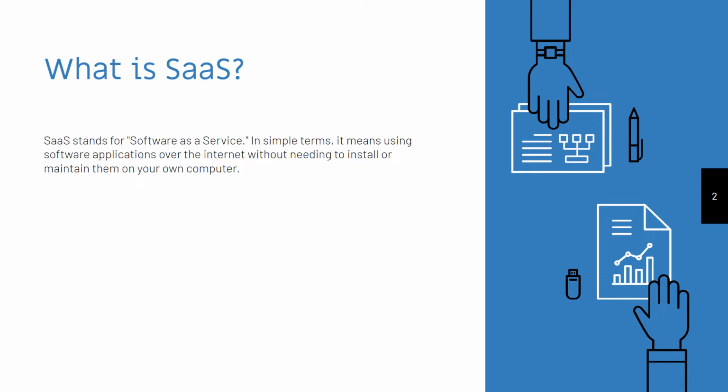SaaS stands for Software as a Service. In simple terms, it means using software applications over the internet without needing to install or maintain them on your own computer. Instead of buying and installing software on your device, you access it through a web browser.